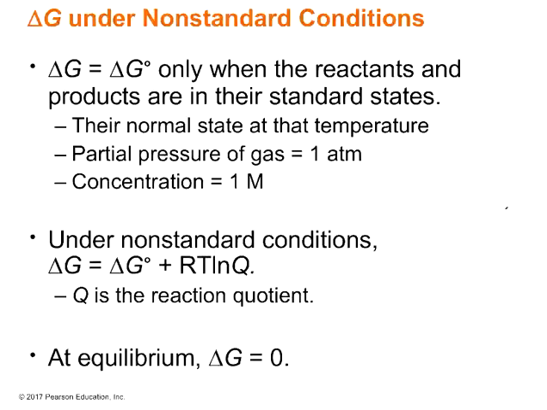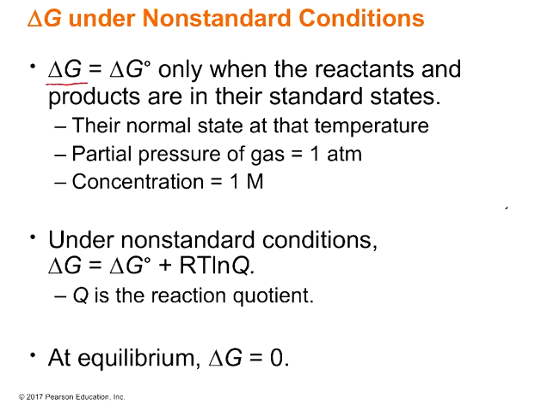However, in most reactions, we're not at standard conditions. For example, we might be at a different temperature, maybe the partial pressure of a gas isn't exactly 1 atmosphere, or the concentration of a solution might not be exactly 1 molar. So in order to calculate Gibbs free energy under non-standard conditions, we need to add a factor that will account for those differences. So Gibbs free energy under non-standard conditions is represented here.